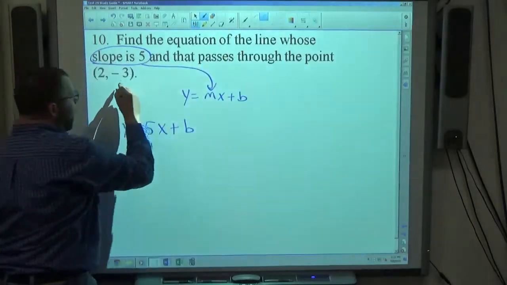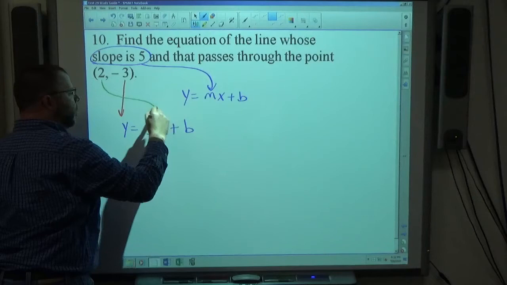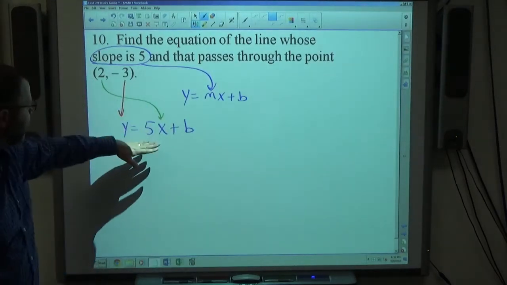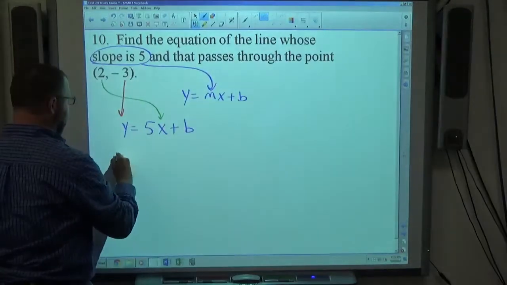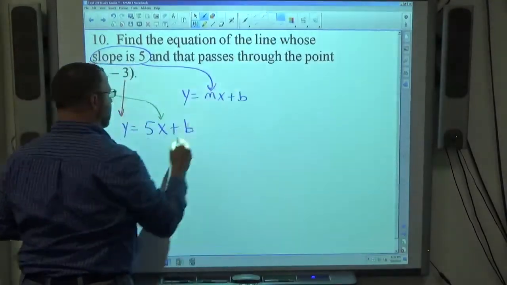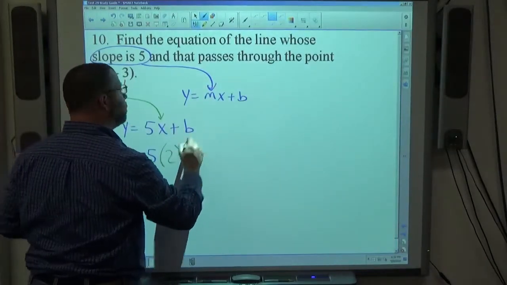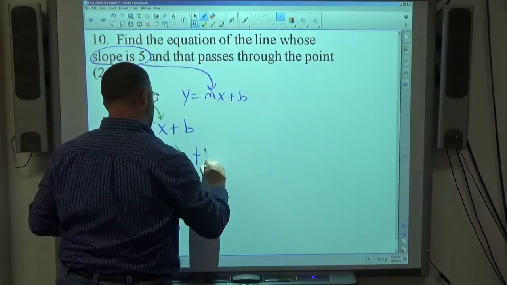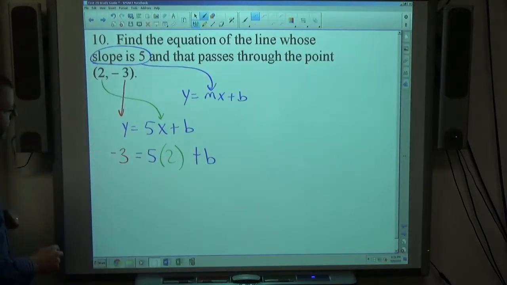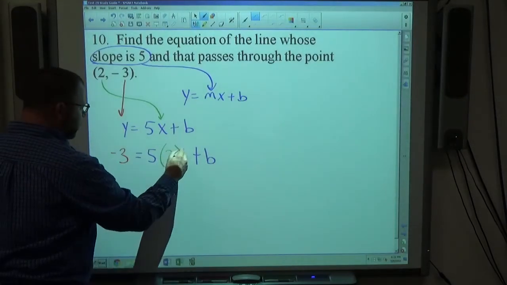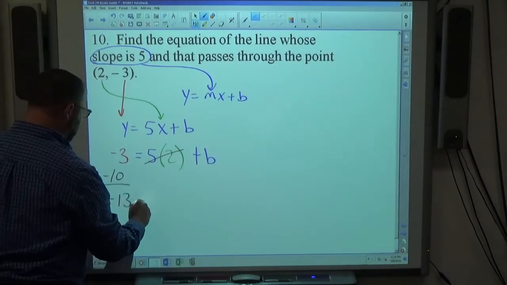I know that y is equal to negative 3. I know x is equal to 2 in the point they give me, so I just start off right there because I know what the slope is. Substitute what I know in: negative 3 for y, equals 5 times x, which is positive 2, plus b. That leaves me with this structure, again, b being the only value that we don't know. 5 times 2 is equal to positive 10, moves over here as a negative 10. So negative 13 is equal to b.